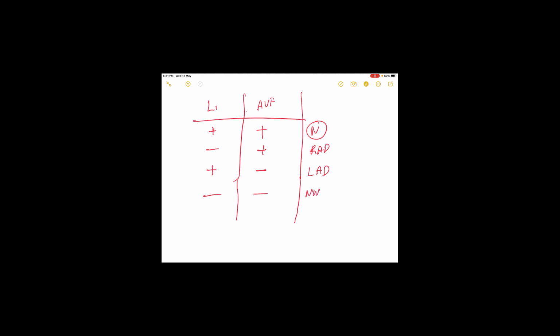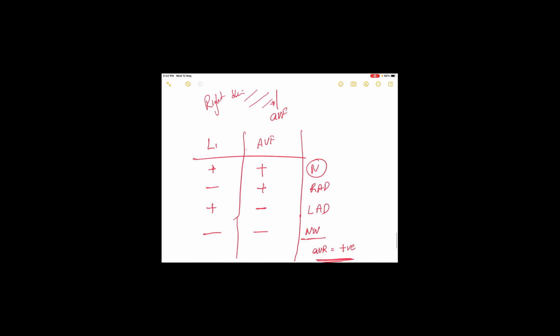Another thing, in right extreme axis or northwest axis deviation, AVR will be a positive wave. Usually AVR is a negative wave, whereas in northwest axis or extreme axis deviation, AVR will be a positive wave.